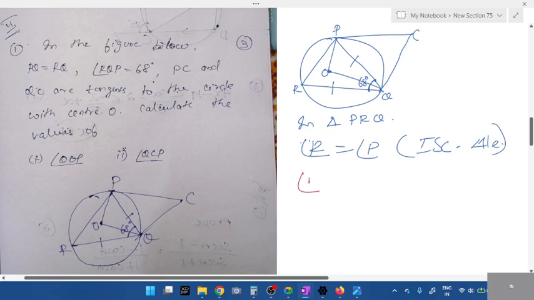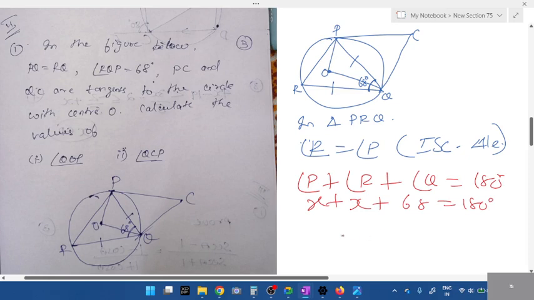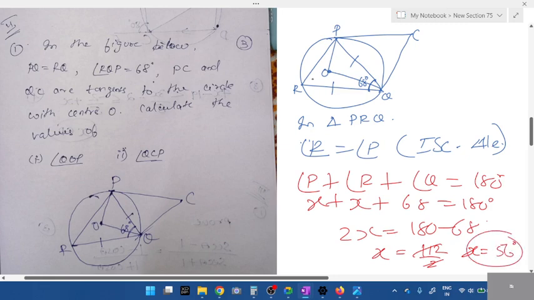Okay. Next. Angle P plus angle R plus angle Q is equal to 180 degrees. P and R you can take as x, students. x plus x plus 68 is equal to 180. 2x is equal to 180 minus 68. x is equal to 112 divided by 2. What's the answer you all got? Check your notes. How much is it? 56 degrees. Angle R is 56, and what about angle P? P is also 56.